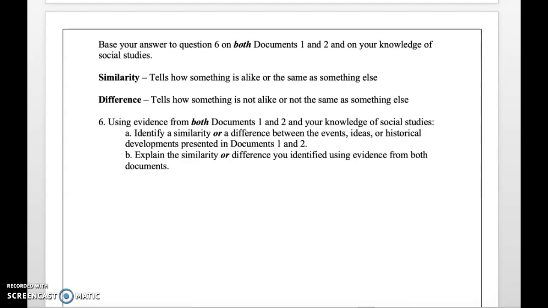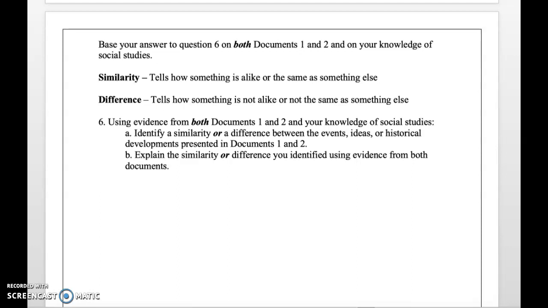An identification of a similarity or difference is simply saying, this is a similarity or this is a difference. The explanation needs to provide evidence. This is where you really need to back up what you are saying. You will not get full credit for this here or on the actual Regents if you do not do both steps. Identify and explain. They are not the same thing.